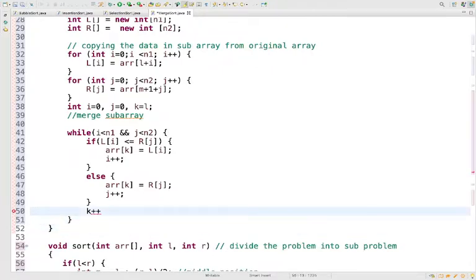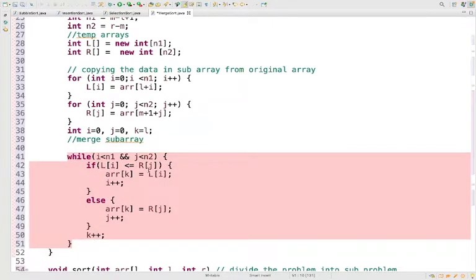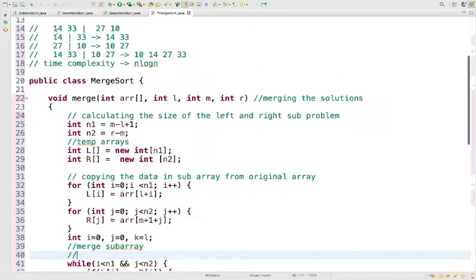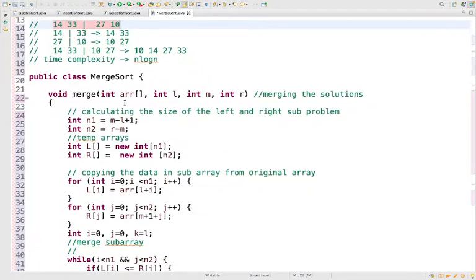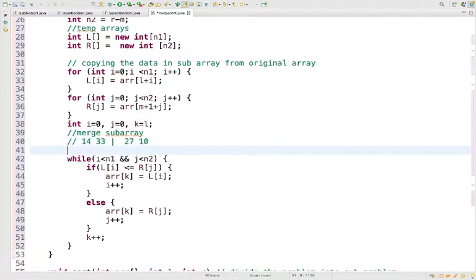Okay, so this is the main logic here, and this while loop is one of the main logic. So what is happening here? Let's take an example to better understand. As one of the intermediary subproblems, we will get this. The left subarray will be 14 33 and the right subarray will be 2 7 10. Now we have to combine them. So L will be 14 33 and R will be 2 7 10.